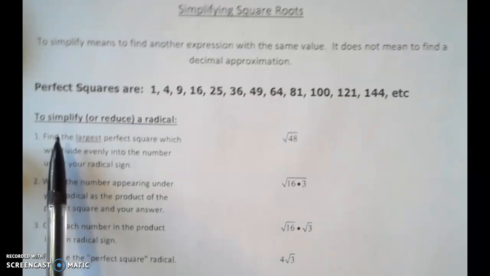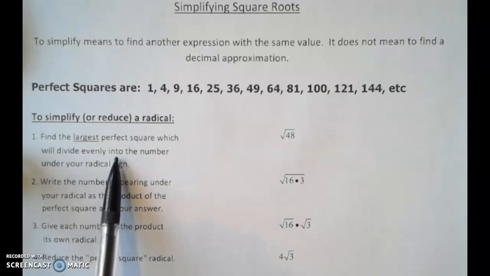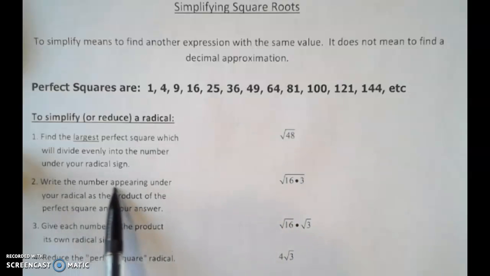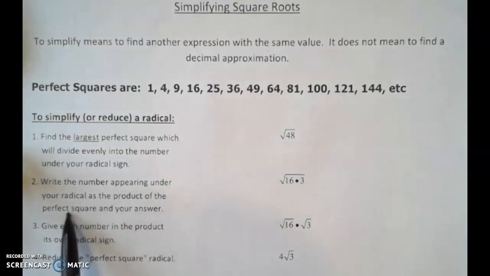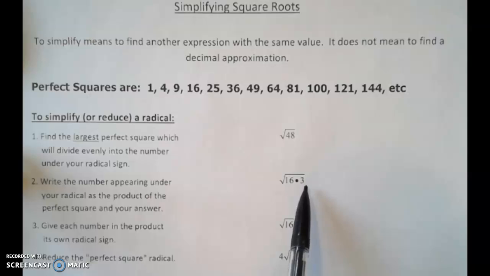In order to simplify a radical, you need to find the largest perfect square which will divide evenly into the number under your radical sign. For example, this is radical 48. I find the biggest perfect square that can divide evenly into it, which is 16. Then I write the number appearing under the radical as the product of your perfect square and your answer. 48 is the same as 16 times 3.